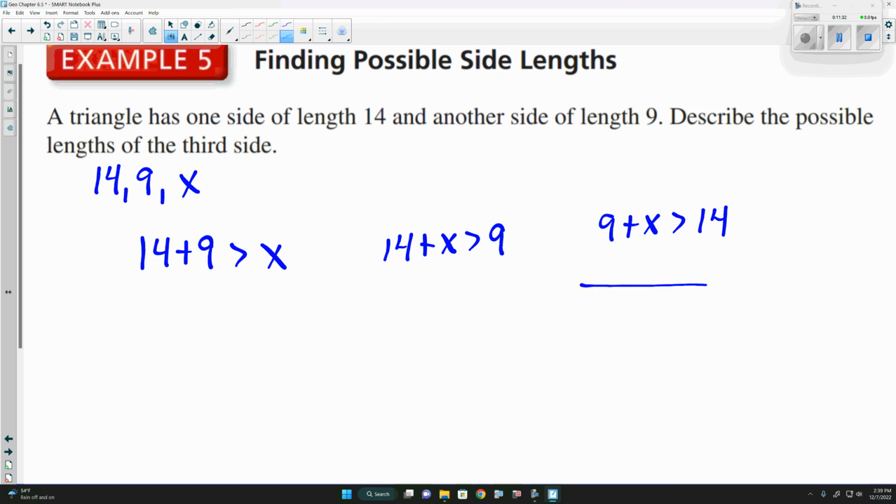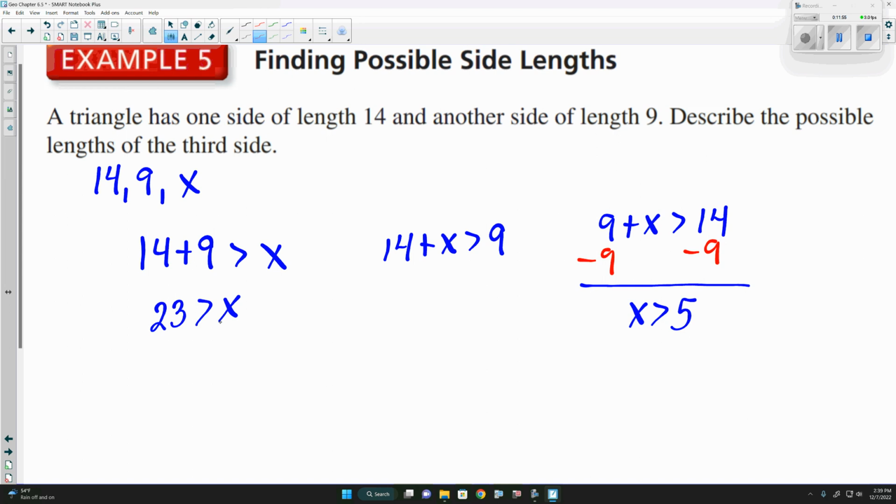Here, if we solve for x, I can do that by subtracting 9, yes? That's just telling us that x has to be greater than 5, yes? That makes sense. The first one, 9 plus 14 is 23. So x has to be smaller than 23, yes?